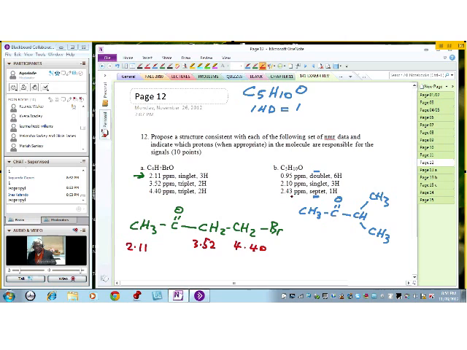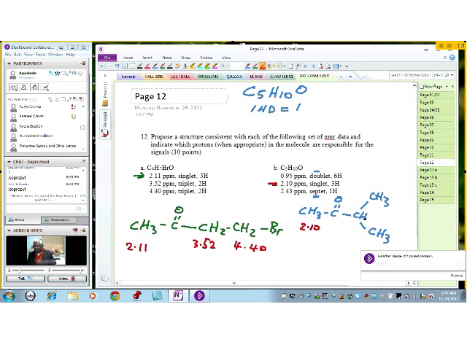Okay, this one here, this is your 2.10, which is a singlet. And this here, this is your 2.43, which is a septet, because this hydrogen here is seeing 6 equivalent hydrogens. So that is why this is a septet. 6 plus 1 is 7.